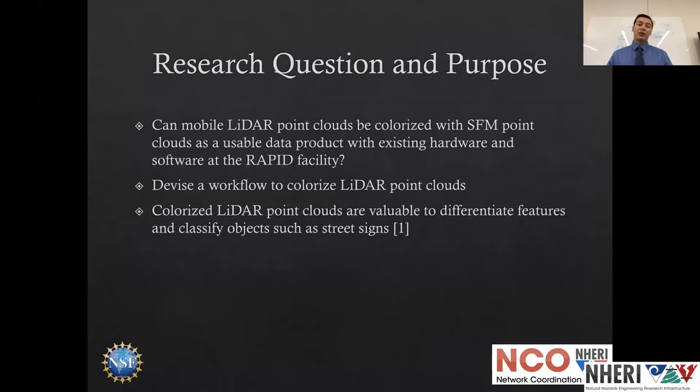So my research question is, can mobile LiDAR point clouds be colorized with structure from motion point clouds as a usable data product with the hardware and software that's already at the Rapid facility? My job was to devise a workflow to colorize these LiDAR point clouds. Colorized LiDAR point clouds are important because you can differentiate features such as vegetation, buildings, road surfaces, that kind of thing. And you can classify objects as well, such as street signs.